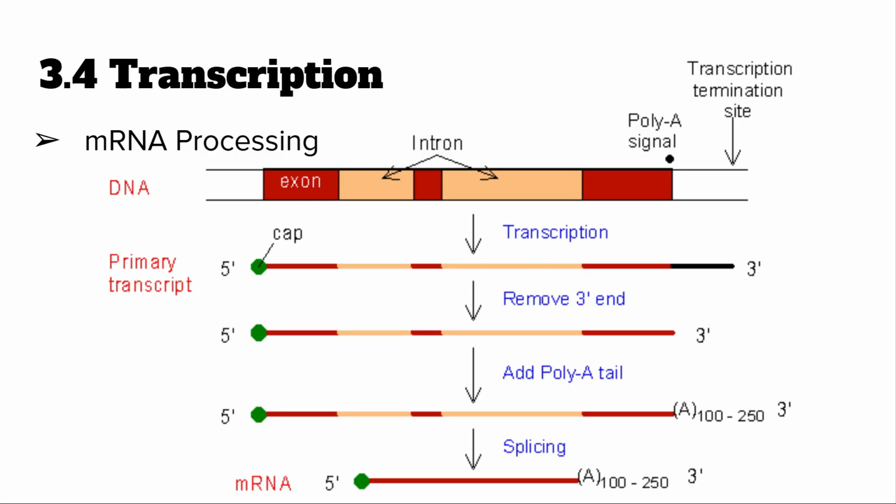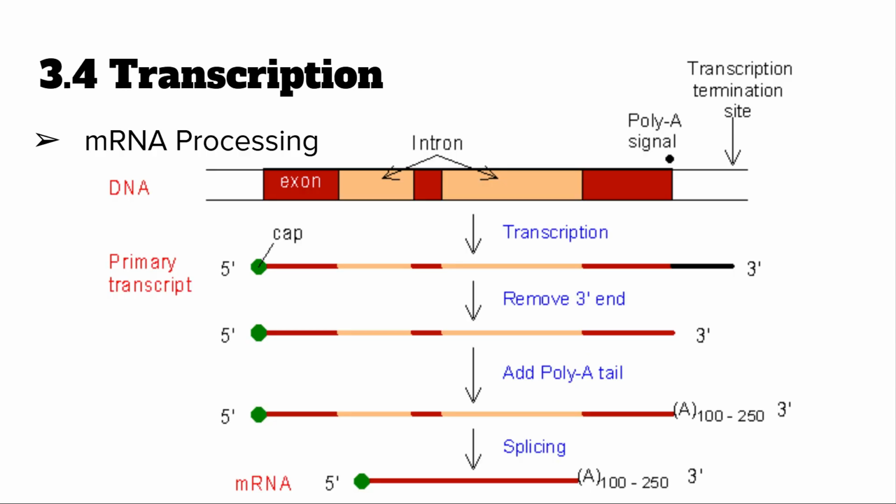it transcribes more DNA than is necessary. So we've got to remove the 3' tail and add what we call a poly A tail. It's a long string of adenine. And that works to protect the mRNA as it travels through and as it's used.